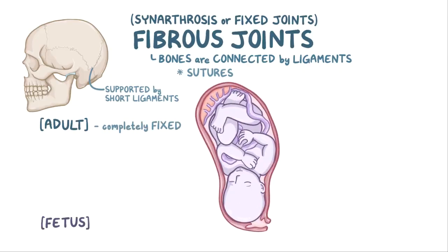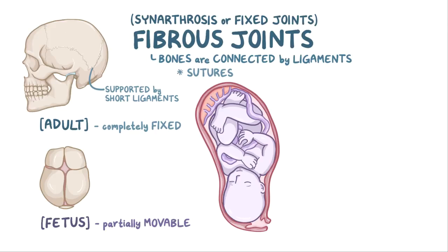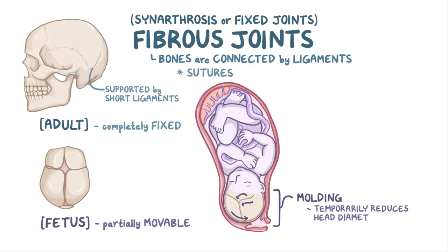But in the fetus and in babies, the sutures are more widely spaced and therefore partially movable. During labor, there's a process called molding, where the baby's skull bones slightly overlap, temporarily reducing the baby's head diameter, so that it can pass through a mother's pelvis.